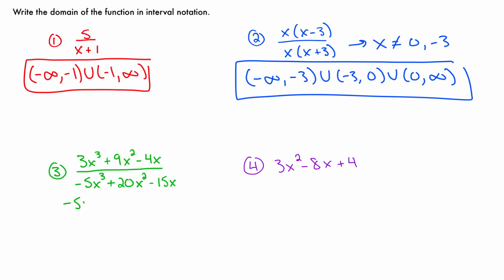Factor out a negative 5x, and that will give me an x squared plus, nope, not plus, minus 4x plus 3, which then would factor into x minus 3 times x minus 1, which means x will not be equal to 0, 3, or 1.